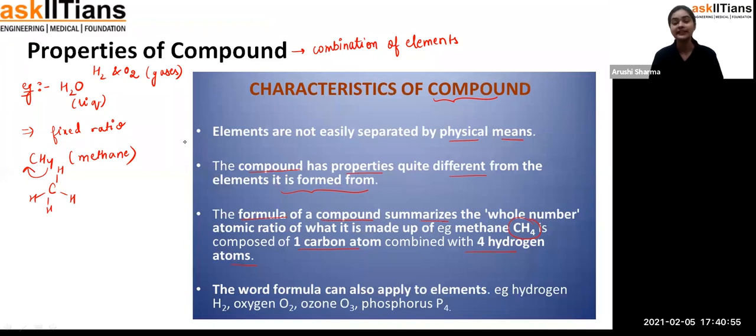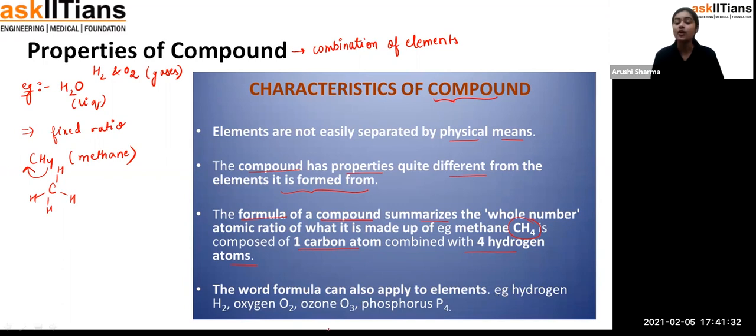So what we have seen is that the elements present in the compounds are not separated by any physical means. Secondly, the compounds have properties different from their elements. The properties of the elements are not transferred to the compound. And then, they are present in a fixed ratio. The last point says that the word formula can also apply to elements.